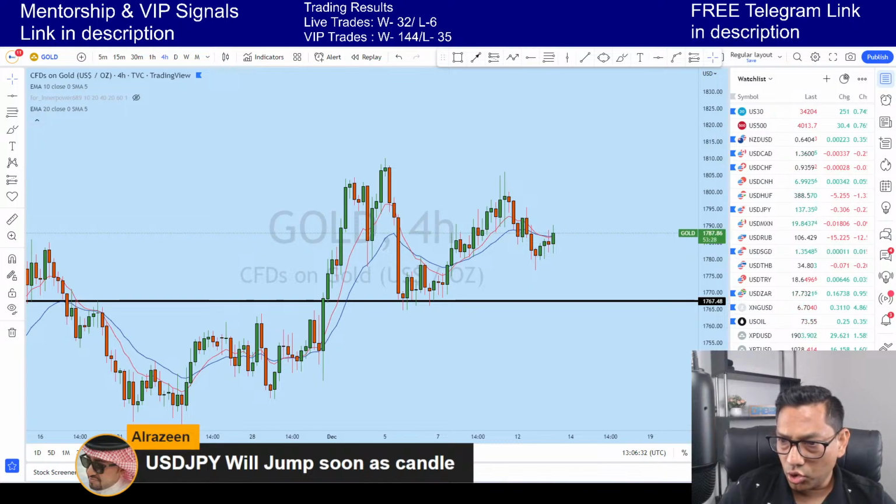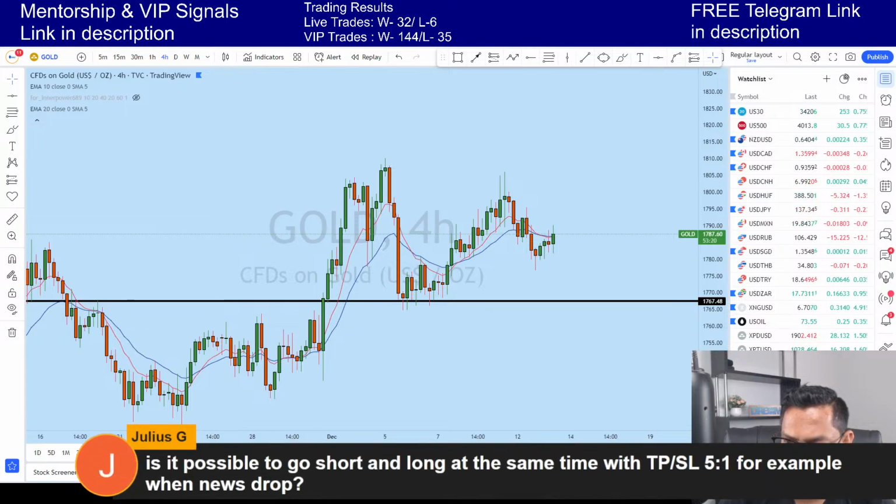Is it possible to go short and long at the same time with TPSL 5:1, for example, when the news drops? Julie, I think that's not a good idea at all, going long and short at the same time, because in that case you need the price just to go up and down and close in the same place, then you might be able to do it. But where is your stop loss? How long will your account hold?